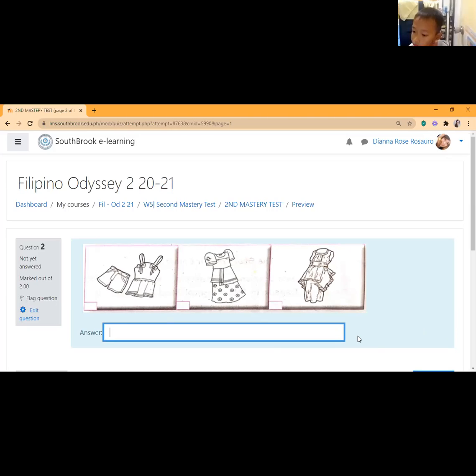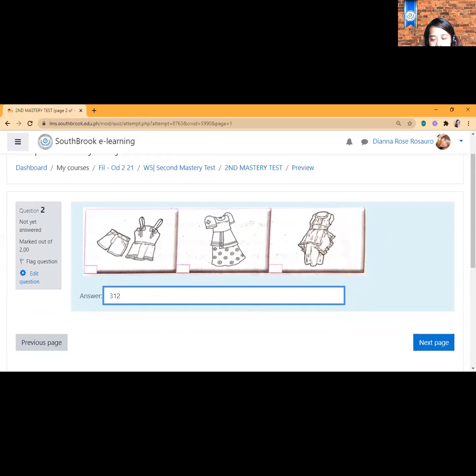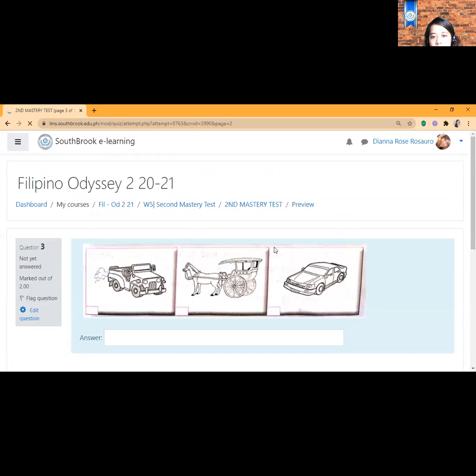It's 3, 2, 1. Okay, so the oldest one is the oldest one. This is actually a bit modern already. So this one is 3, and then this one is 3, 1, and then 2. That's how you're going to answer the following.